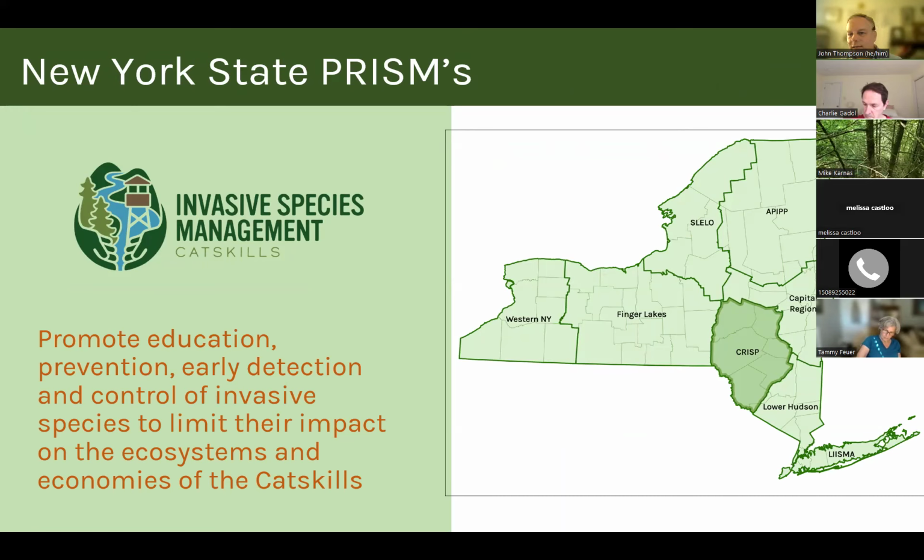So New York State, in recognizing the threat of invasive species, established 8 partnerships for regional invasive species management in New York State. You can see each of the 8 on the map on the right side of the slide, and you can see where CRISP is. It's outlined in darker green there, and our mission is to promote education, prevention, early detection, and control of invasive species to limit their impact on the ecosystems and economies of the Catskills. So that's what we're doing.